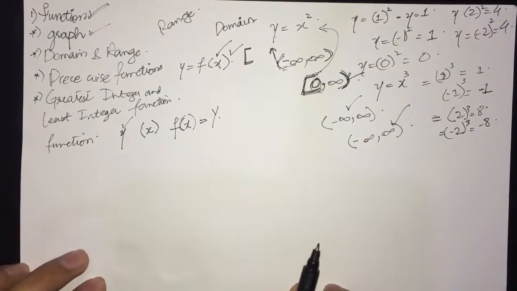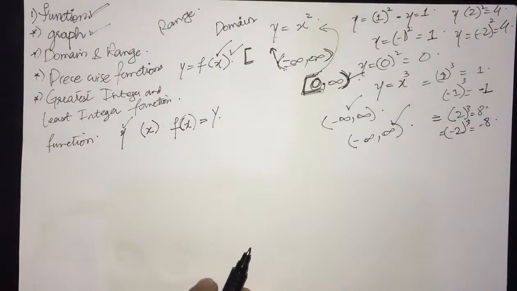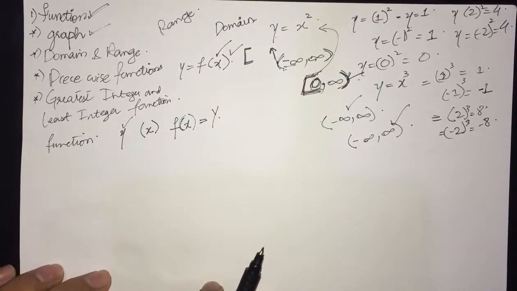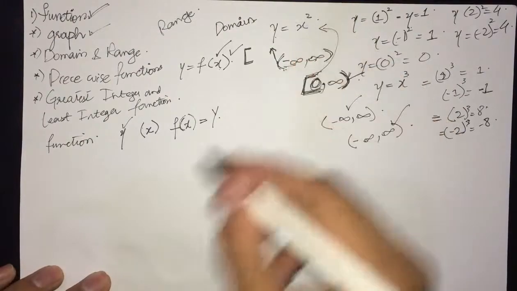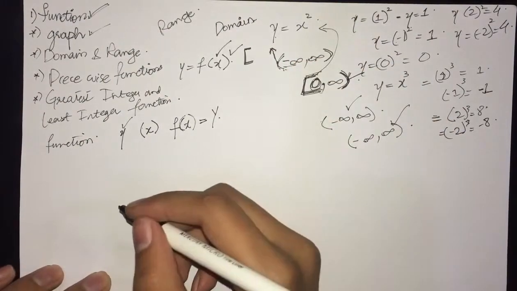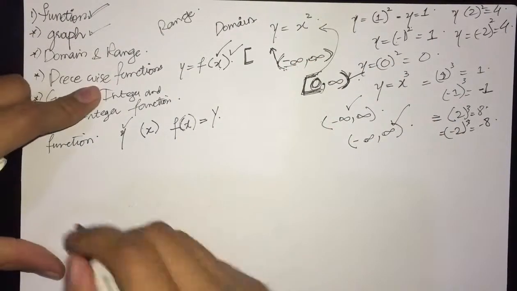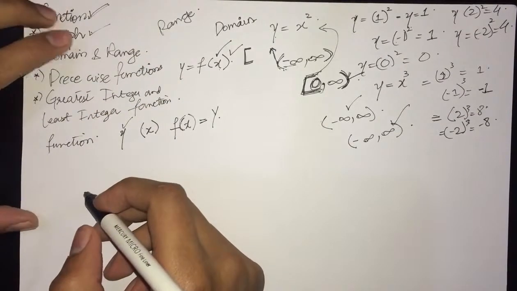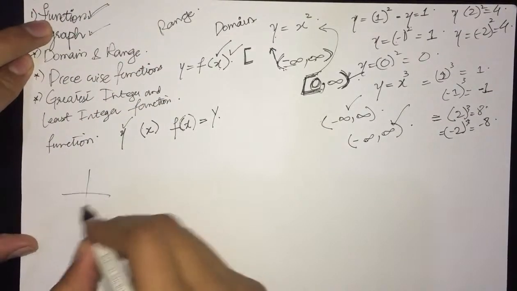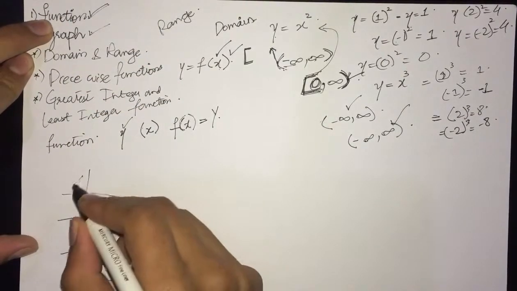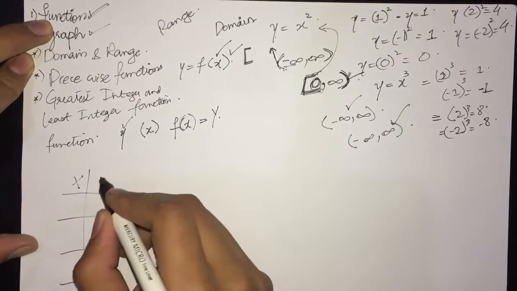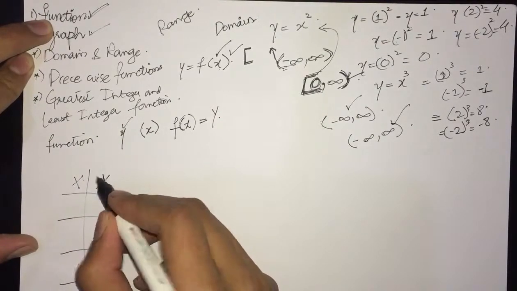Now that was the range and domain. Now let's see how you graph a function. To graph a function, first let's create a table. So let me create this table. Here we will put the domain, which will be the x values. Here we will put the range, which will be the y values.